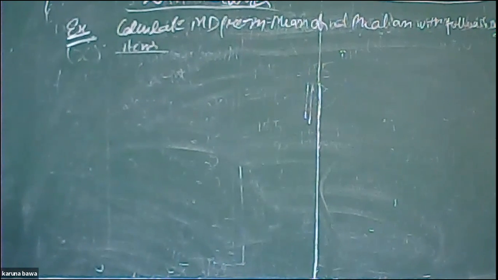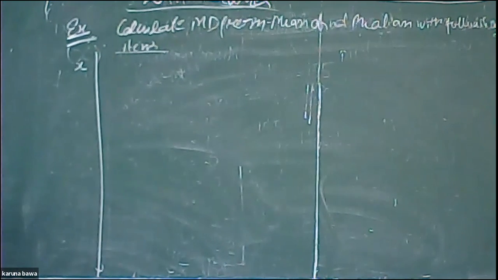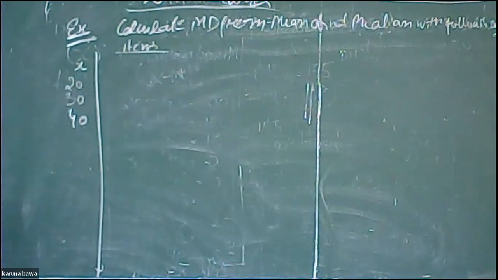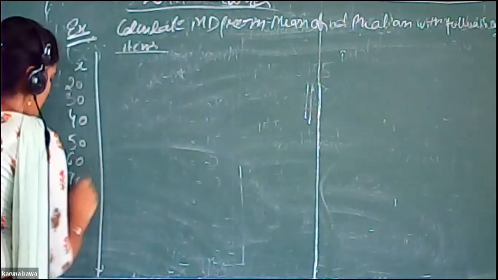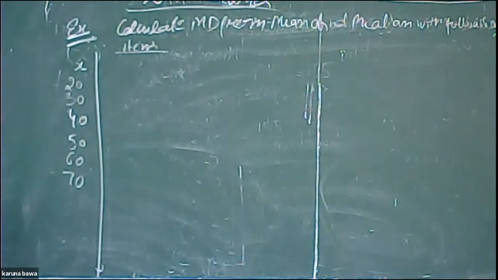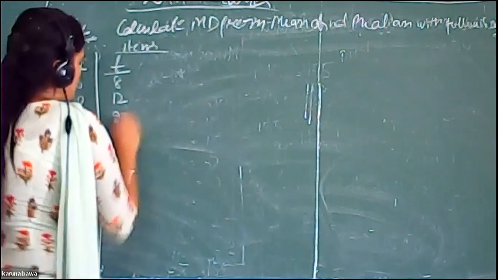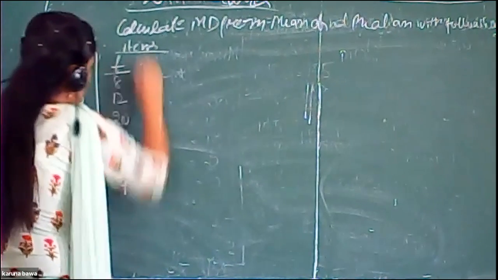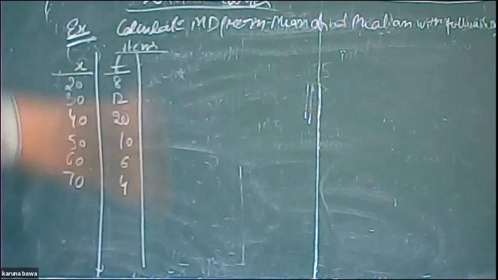And the values of the X series are 20, 30, 40, 50, 60, and 70. And the frequencies are 8, 12, 20, 10, 6, and 4. This is the frequency. Basically, we use frequency in the discrete series.